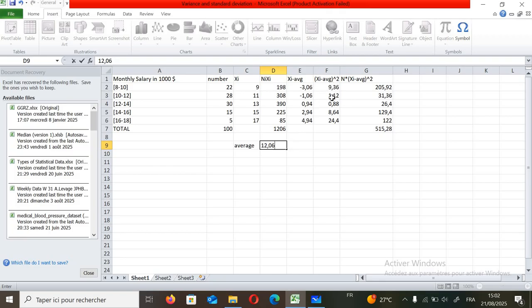Then we're going to square all of that. Okay, it's 9.36. The square of minus 1.06 is 1.12. 0.94 squared is 0.88. 2.94 squared is 8.64. 4.94 squared is 24.4. Okay.